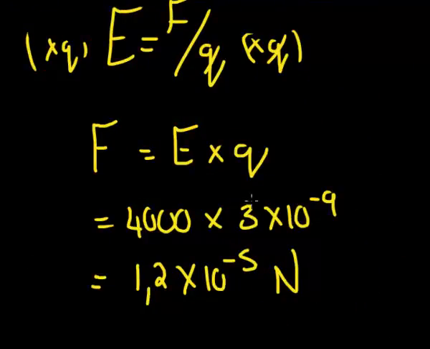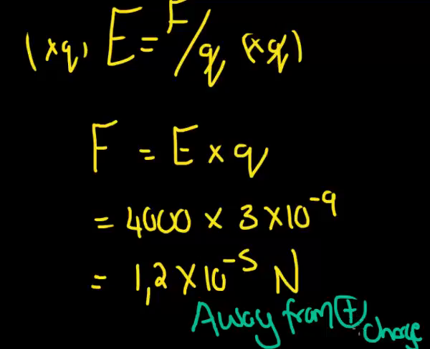Remember the question told us it was positive 3 nanocoulombs? So for my direction, we know that our electric field always points away from a positive charge. So therefore, you'll just say away from the positive charge.